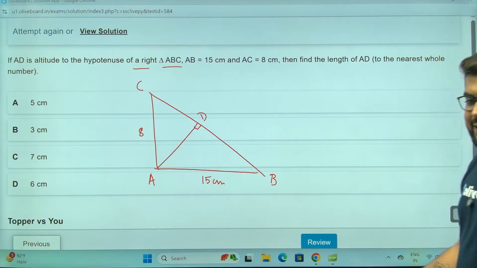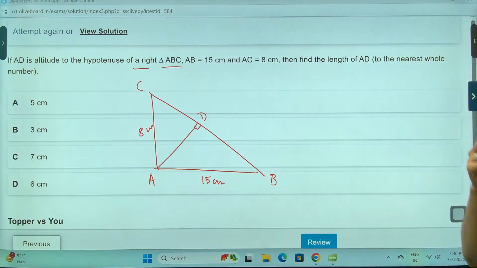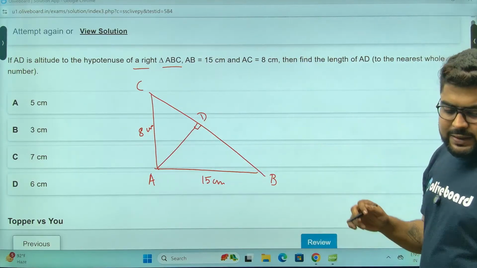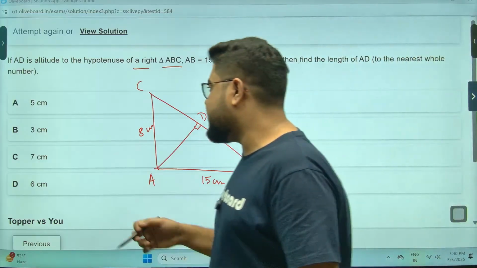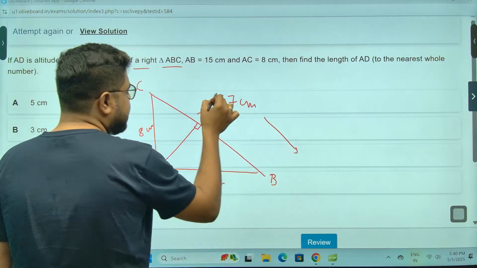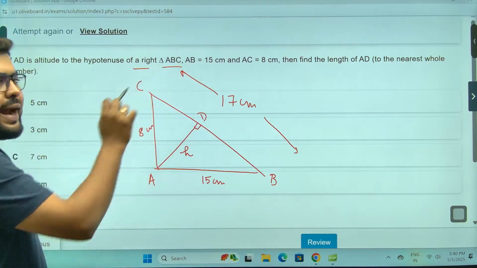This is 8 centimeters. 15 and 8. What will be the third line? Third side BC. Use triplets, sir. Don't calculate. These things you need to know. Yes, Sashit, 17 is the correct answer. So this is 17. I don't know this AD. This is what they are asking. They are asking AD only, sir.